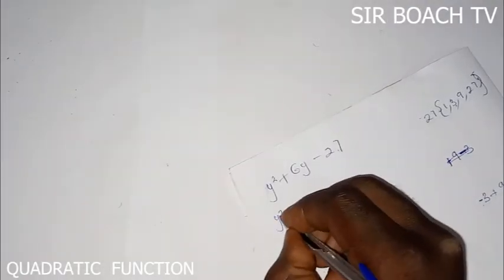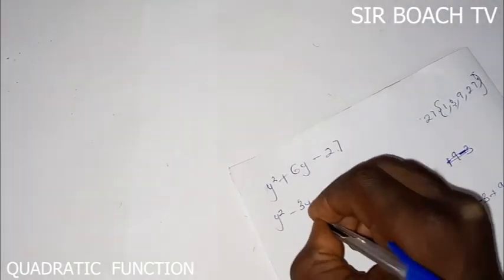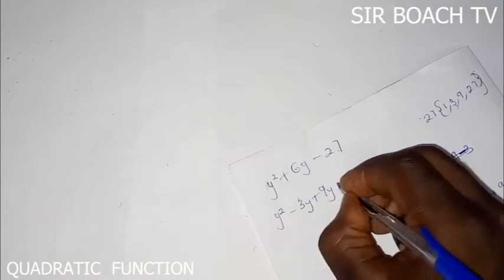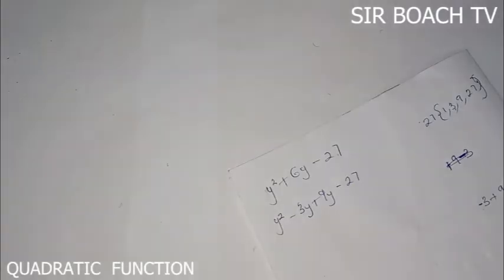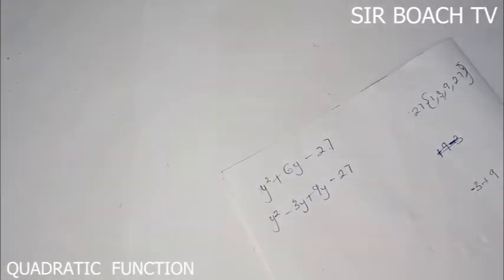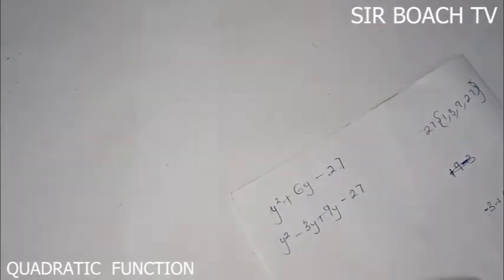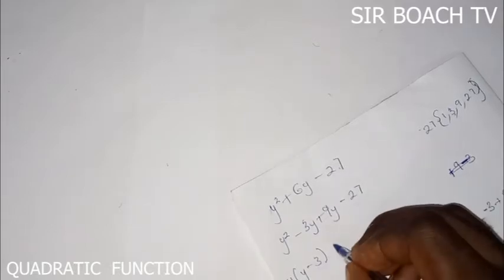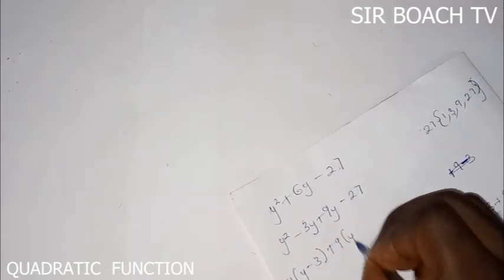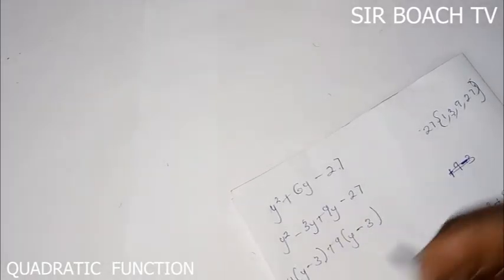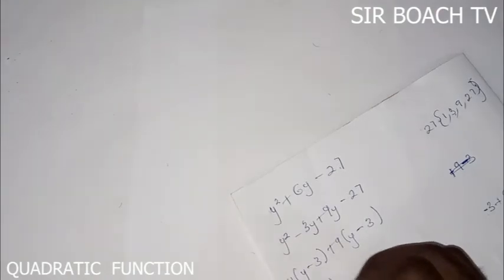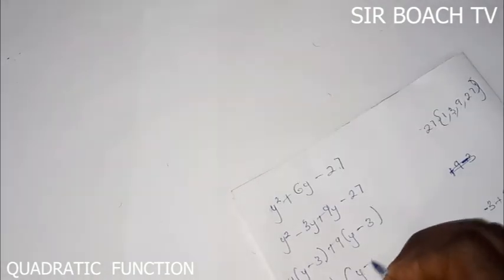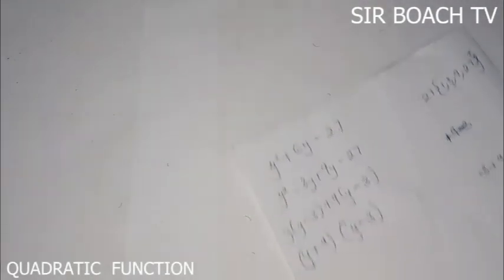So we use this in place of the 6y over here. So I'm going to get y squared minus 3y plus 9y minus 27. Because when I multiply this, I get minus 27, but when I add, I get 6y. Okay, so now I factorize. So I bring y out and I get y minus 3 here. Then here I can bring 9 out and I get y minus 3 also there. So the answer will be y plus 9 in one bracket and y minus 3 also in one bracket.